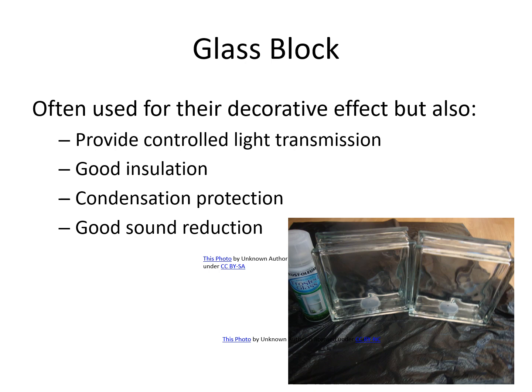Glass block, very decorative. The ones that you can see right through, made out of glass itself, and these are considered masonry units as well. And then they're used for decorative effects, but they also provide controlled light transmission, so you get daylight coming through them. They may be used above a door, let's say. They're good insulating. They have good condensation protection, and they have good sound reduction. So the glass blocks are pretty popular.